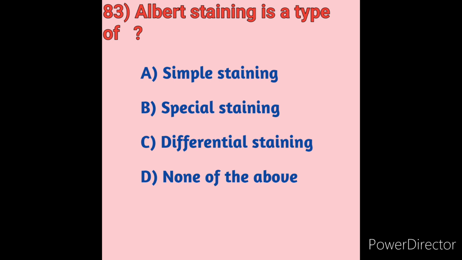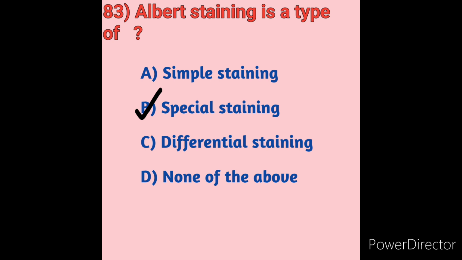The special stains are processes that generally employ a dye or chemical that has an affinity for the particular tissue component that is to be demonstrated. They allow the presence or absence of certain cell types, structures and or microorganisms to be viewed microscopically. So here option B, Albert staining, is a type of special staining. Special staining is the correct answer, option B.